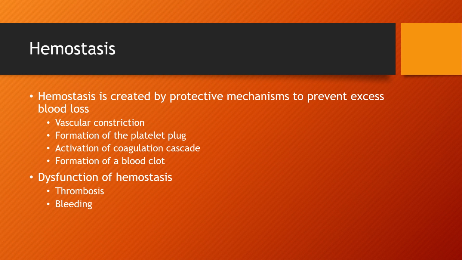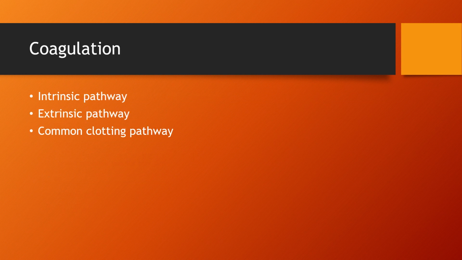So when we look at dysfunction of hemostasis, we can either have where we clot too much, or we can have bleeding. So thrombosis, think pulmonary embolisms, DVTs. Bleeding, think hemorrhaging. So now I want to talk a little bit about the pathways involved in coagulation, as well as clot resolution and the anti-clotting process.